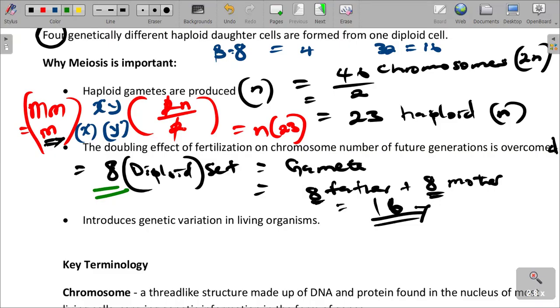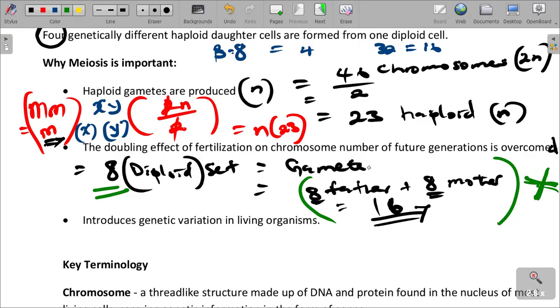Fertilization does not occur whereby we have a doubling effect in terms of our future generations. So this whole process that we are talking about here, how is it overcome? It is overcome by meiosis, because meiosis divides by 2 in order to form gametes.